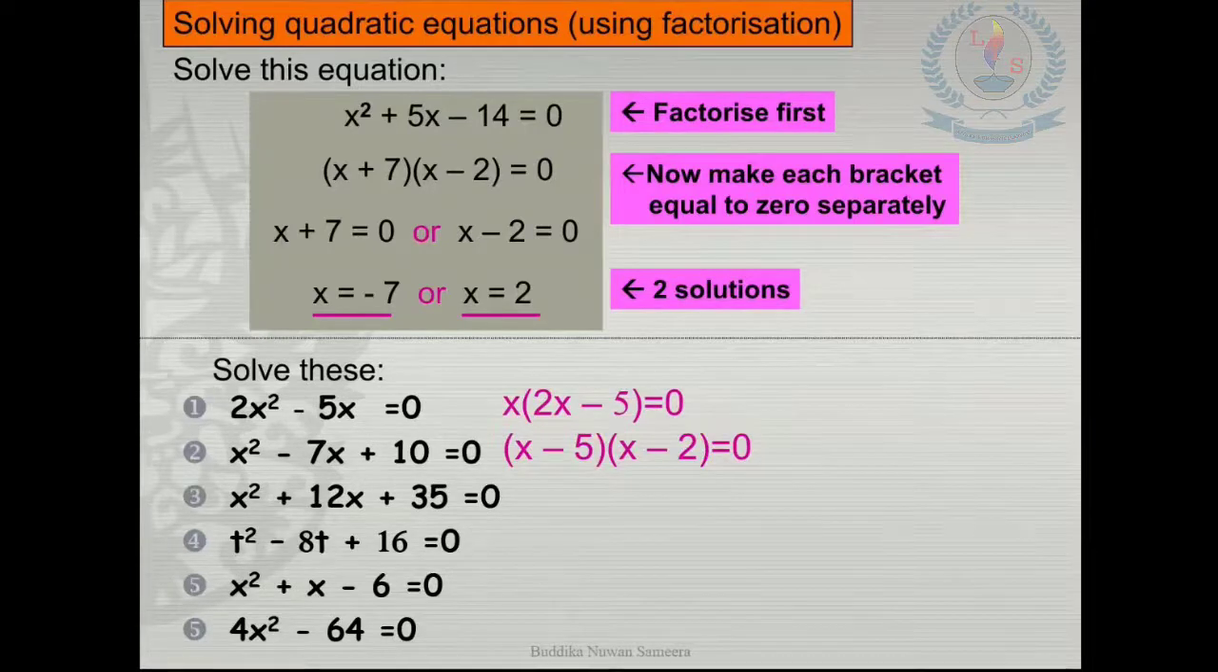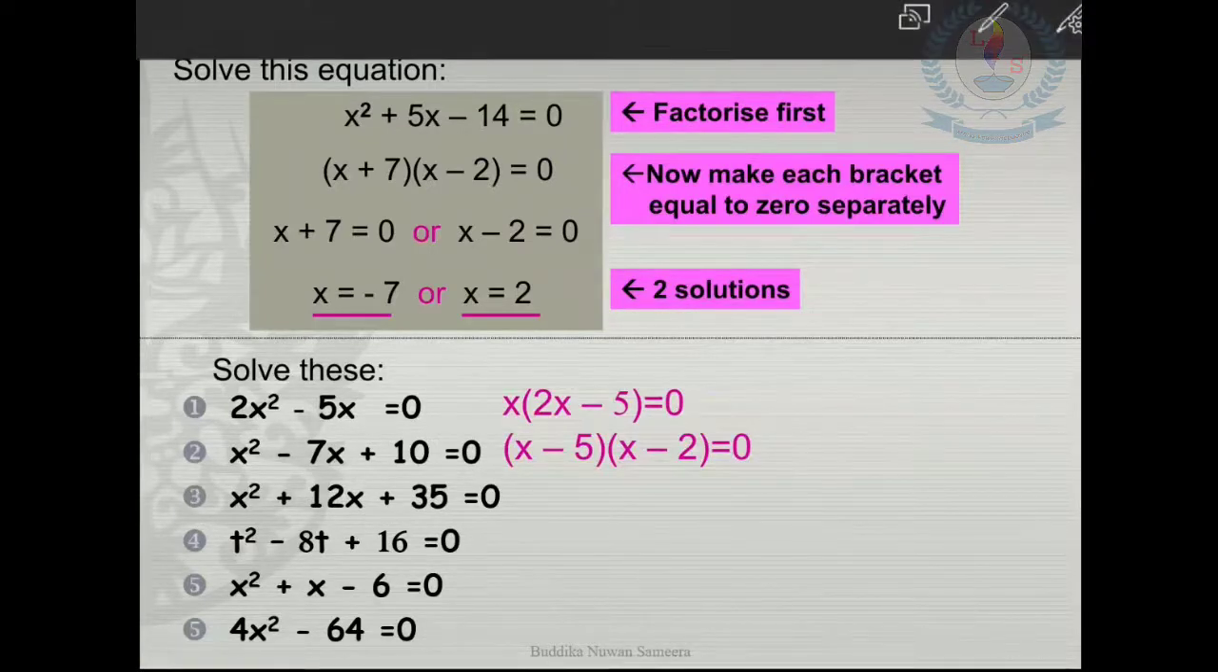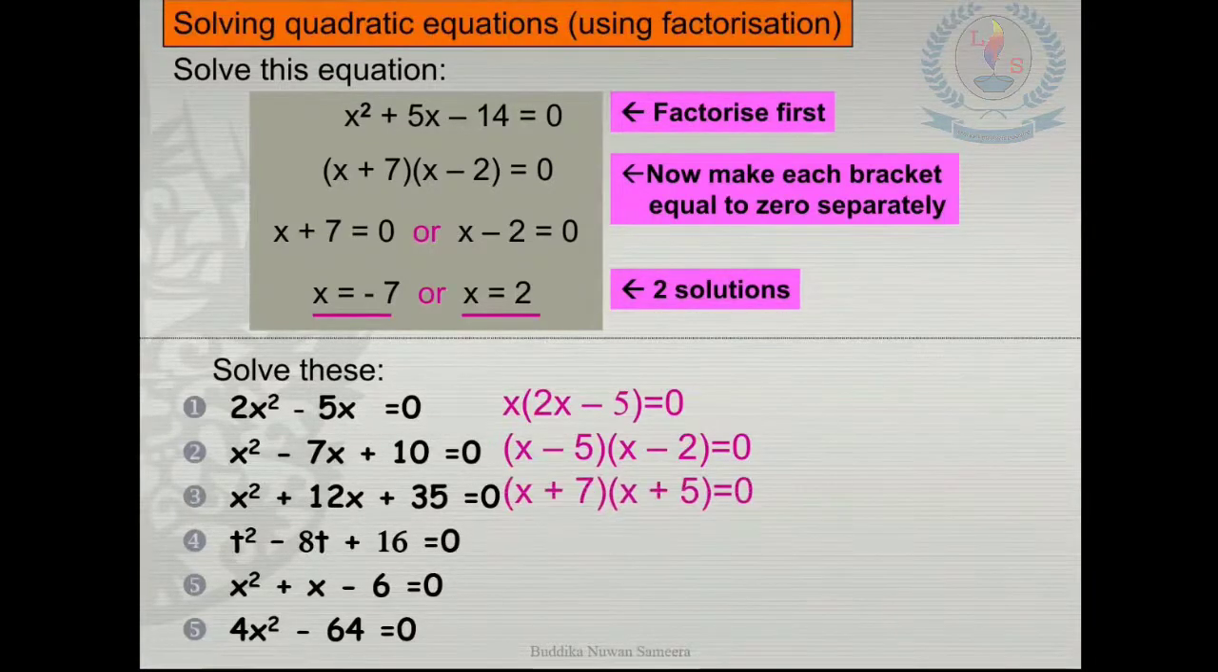Third one, you need to make plus 12 from 35. So the factors are 7 times 5. When you add 7 and 5, 12 is coming. When you multiply them, plus 35 is coming. So the equation you can rearrange: x plus 7 times x plus 5 equals 0.